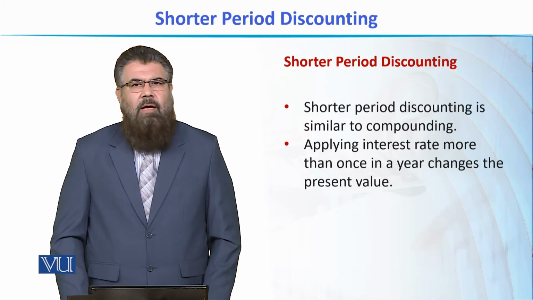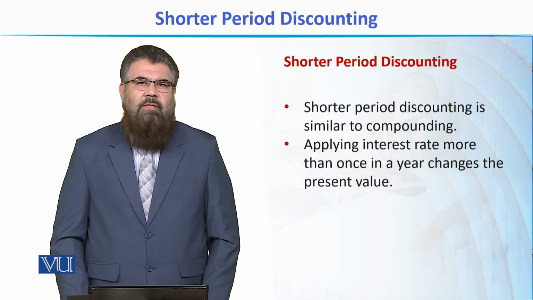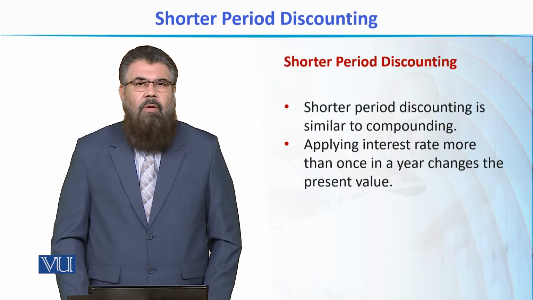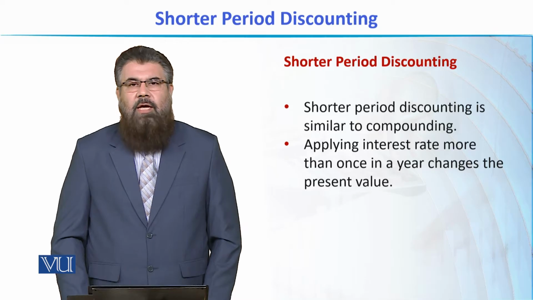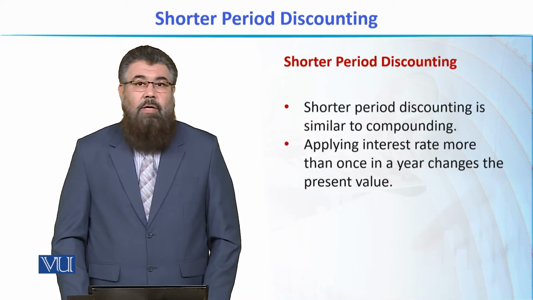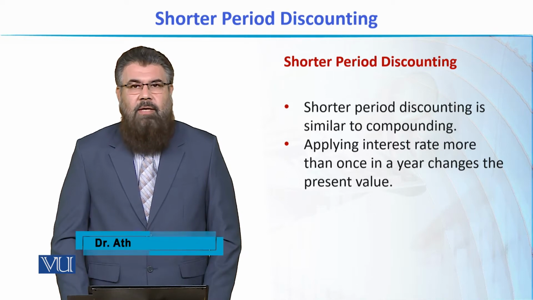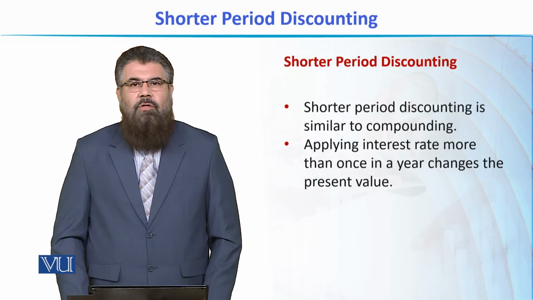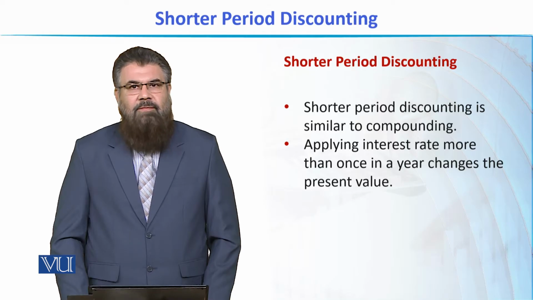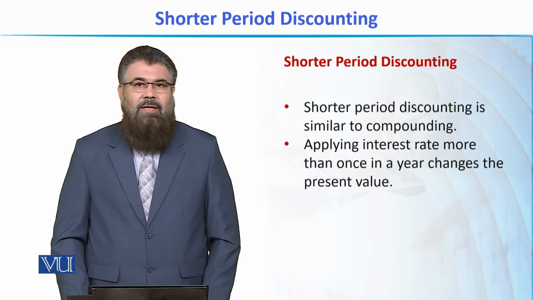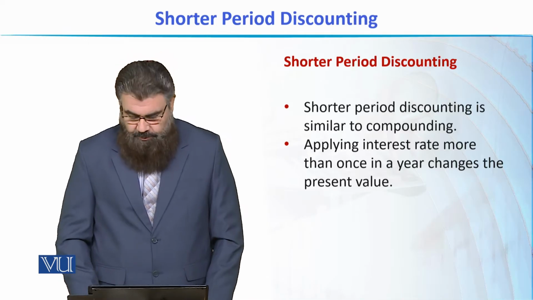Similarly, when we discount an amount which is given to us in the future, we apply a rate once in a year and it gives us a certain present value. But if we apply the same rate of interest, let's say twice in a year or 4 times in a year, this gives us a different present value. So we can say that discounting a future amount more than once in a year gives us a different present value, like the future value.